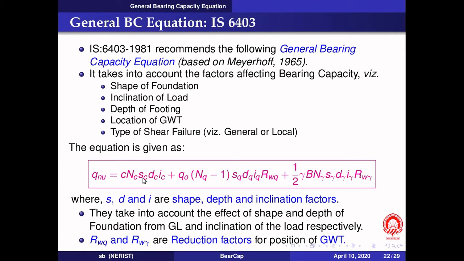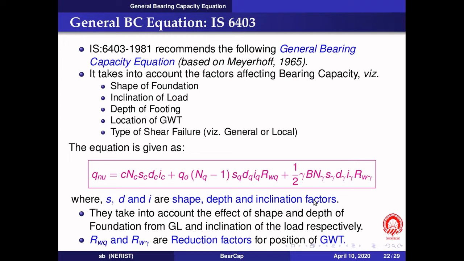So we have SC, which is the shape factor taking into account the cohesion component, depth factor DC, and IC, which is the inclination factor considering the cohesion component. Similarly, I have SQ, DQ, IQ, and S gamma, D gamma, I gamma. These three sets of factors are taking into account the shape, depth, and inclination factors of the footing.